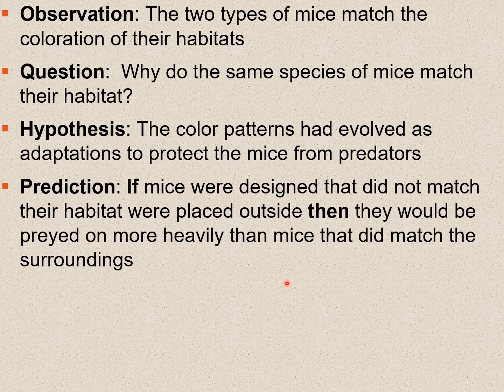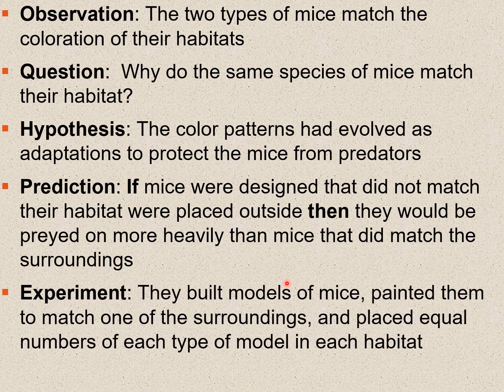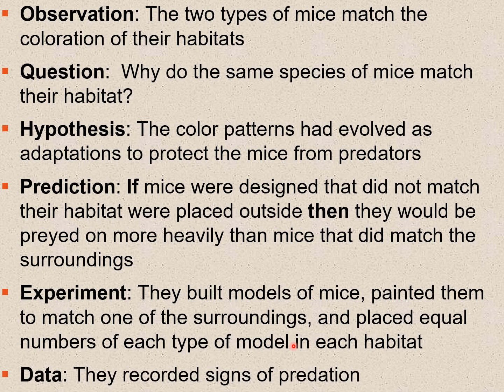Now you want to make a prediction. The prediction is, if mice were designed that did not match their habitat and were placed outside, then they would be preyed upon more heavily than mice that did match their surroundings. So you want to test this prediction. The experiment was that they built models of mice, painted them to match one of the surroundings, the beach or the inland, and then placed equal numbers of each type of model mouse in each habitat. The data was that they recorded signs of predation. Signs of predation might be scratch marks or bite marks or pieces missing.